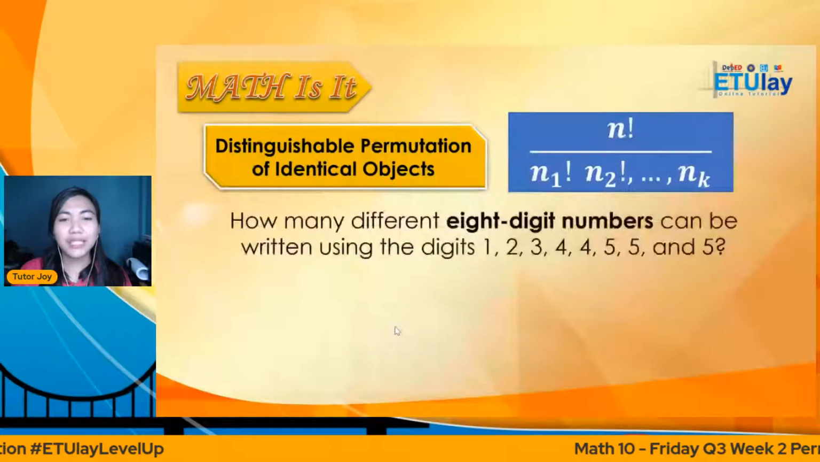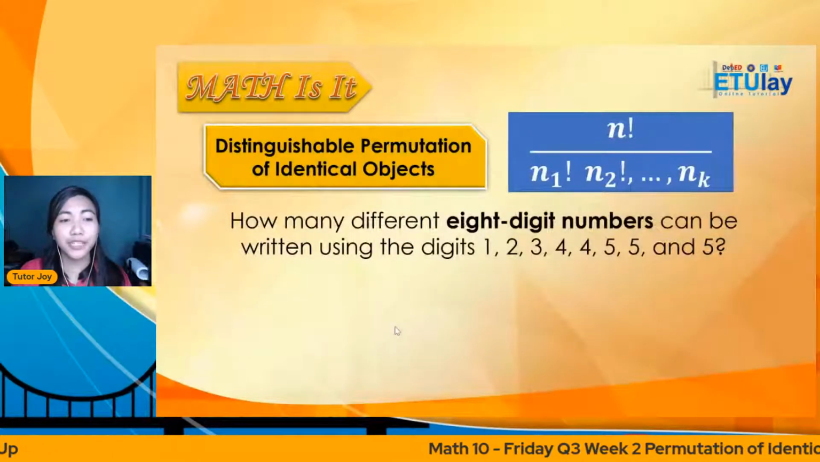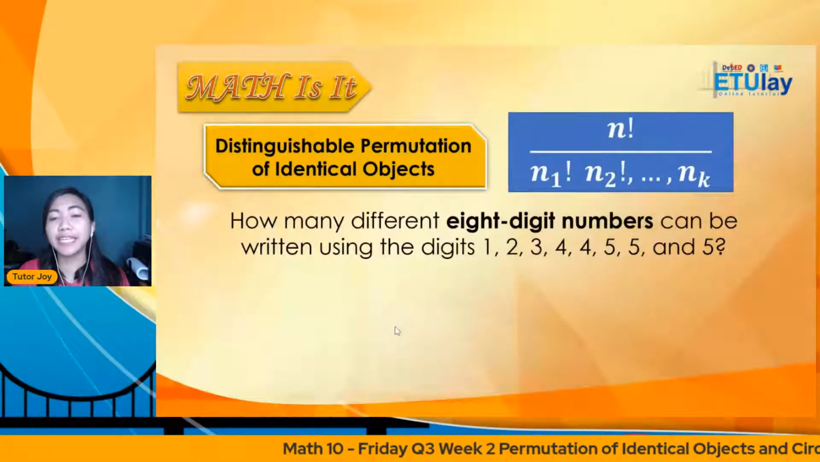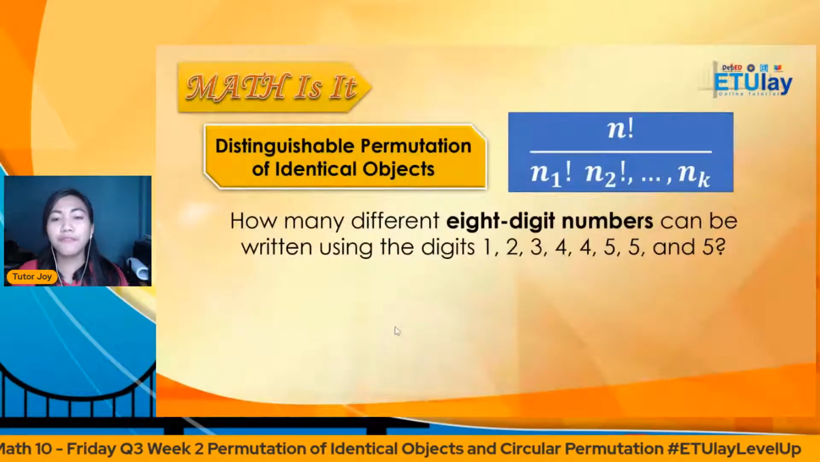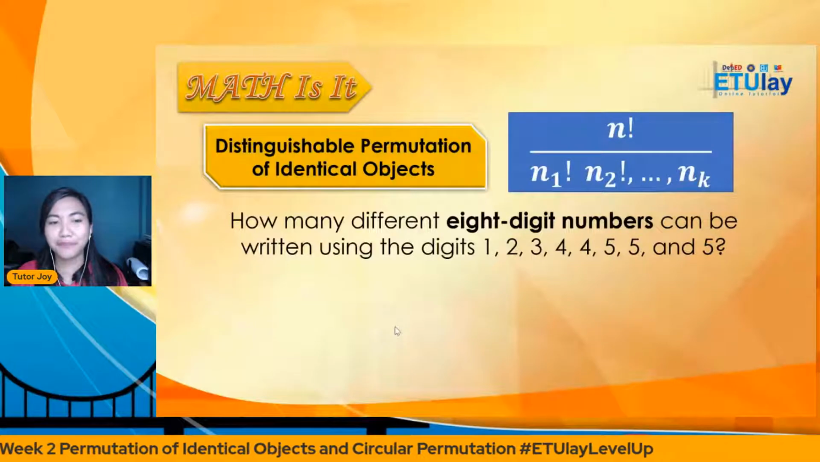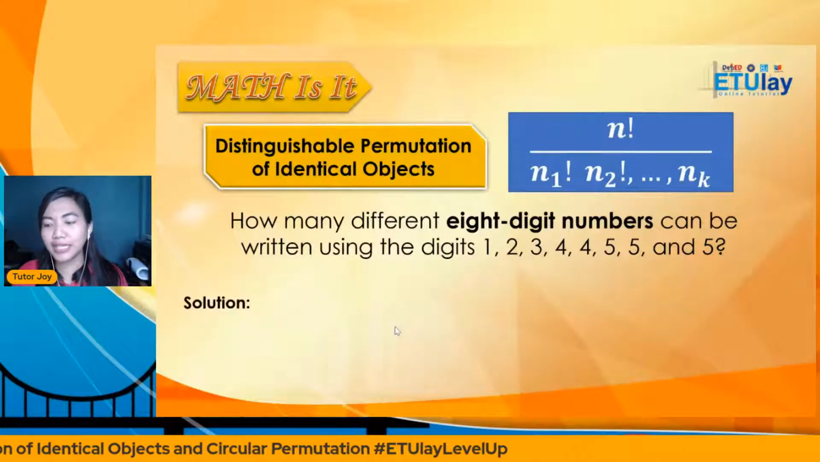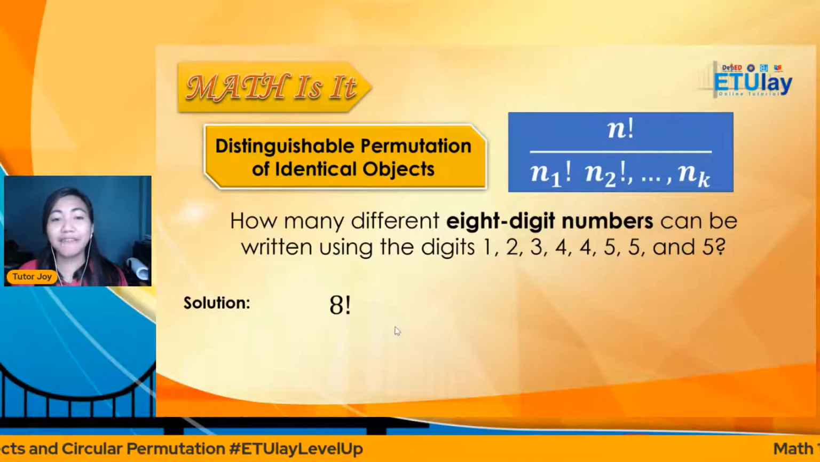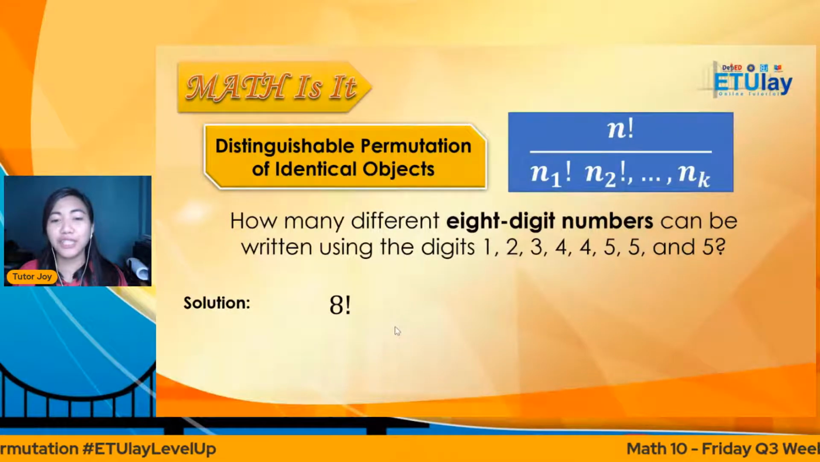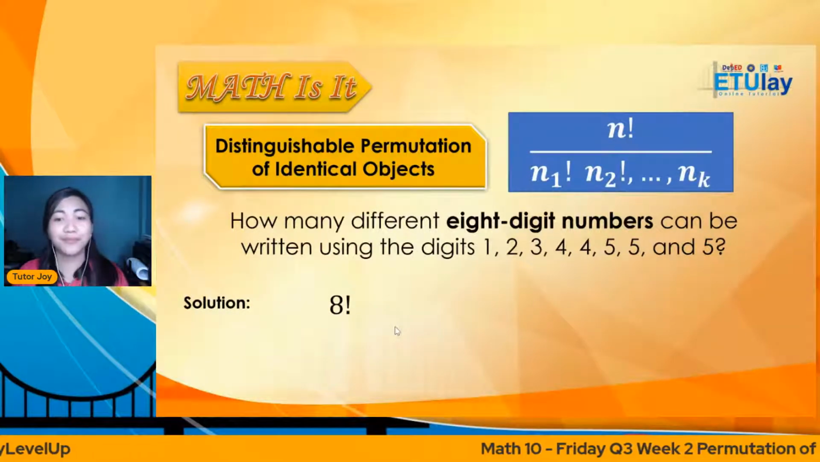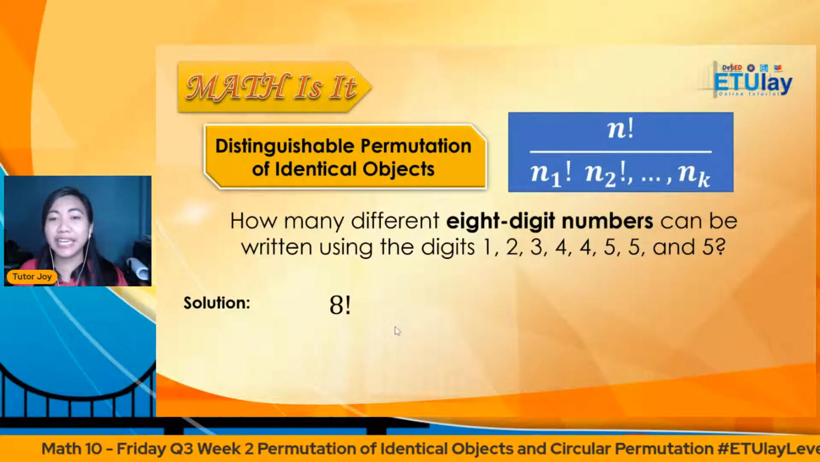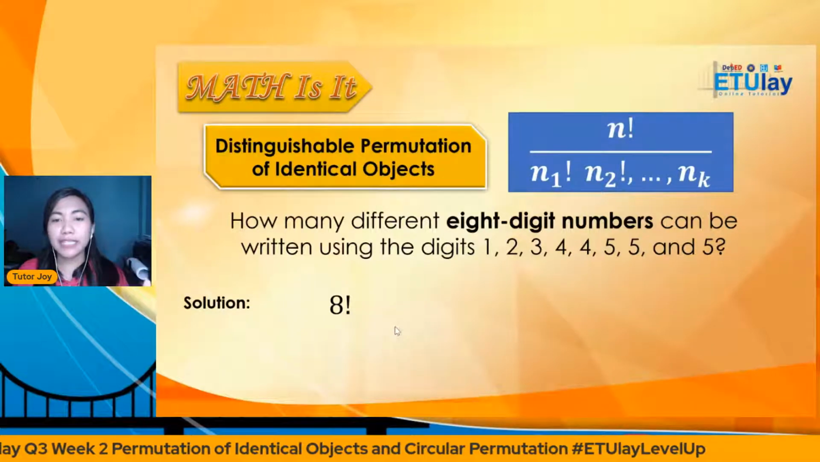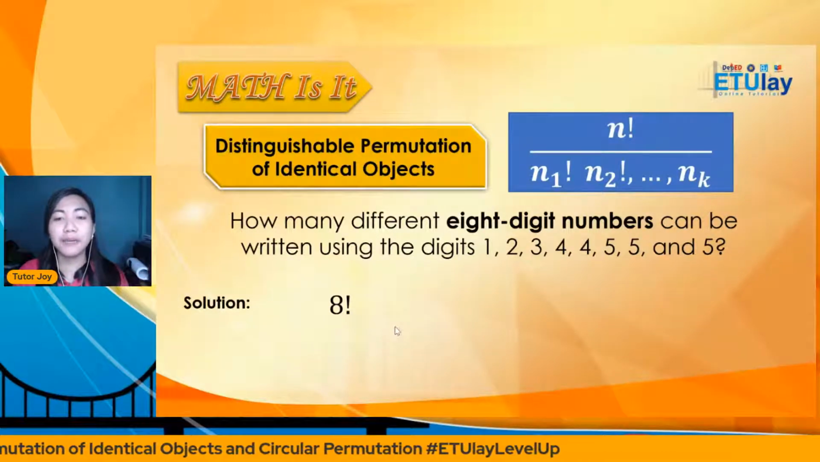And last, second problem, or next problem, how many different 8-digit numbers can be written using the digits 1, 2, 3, 4, 4, 5, 5, and 5? So kapag ganito class, or mathletes, 8 factorial because the total number of digits are 8. Pero titingnan natin ano yung mga naulit na digits or na numbers. May identical si 4, may identical si 5. 2 beses ginamit ang 4, 3 beses ginamit ang 5.